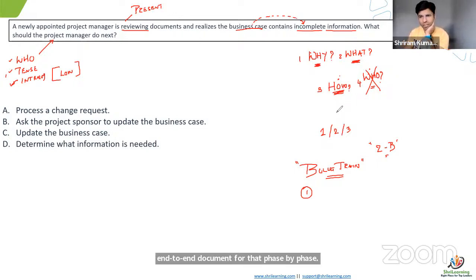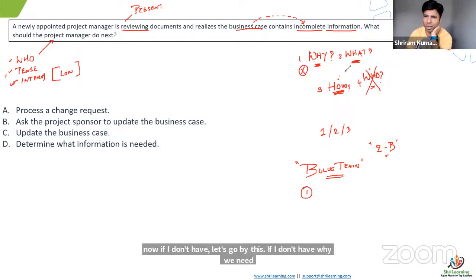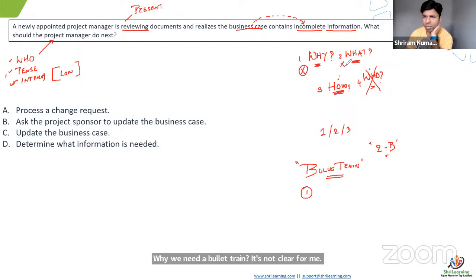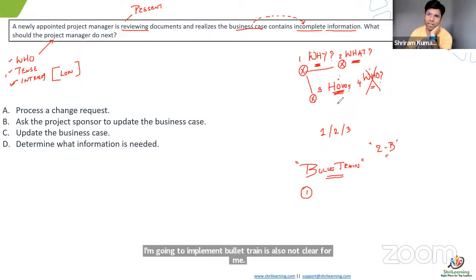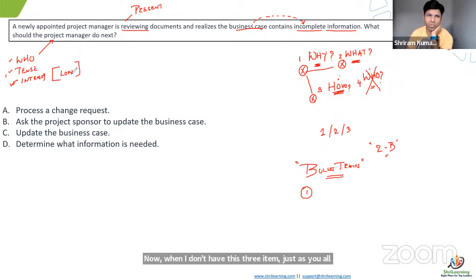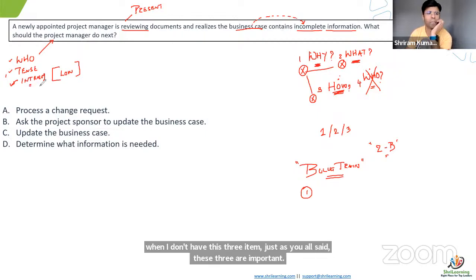So now, if I don't have why we need a bullet train, it's not clear for me. What is needed in the bullet train is not clear for me. How I'm going to implement the bullet train is also not clear for me. Now, when I don't have these three items, just as you all said, these three are important, do you still think the intensity is low? No.